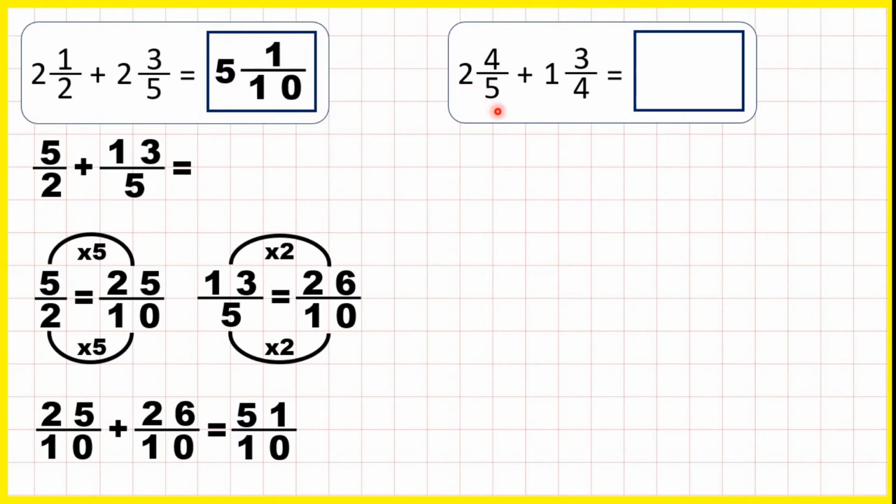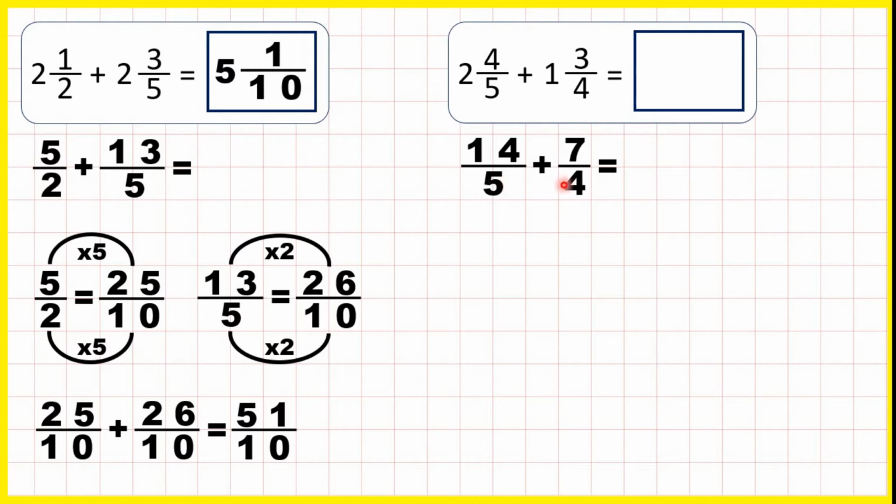Now 2 and 4/5 plus 1 and 3/4. Again, we can change both mixed numbers into improper fractions. 2 times 5 is 10 plus 4 is 14, so that's 14/5, and 1 times 4 is 4 plus 3 is 7, so that's 7/4.